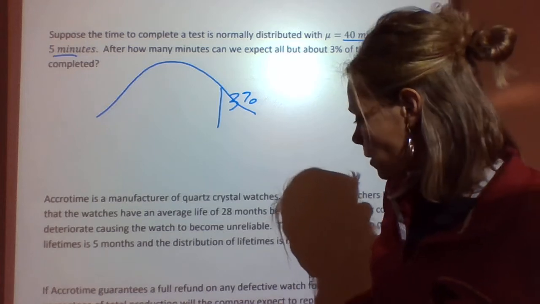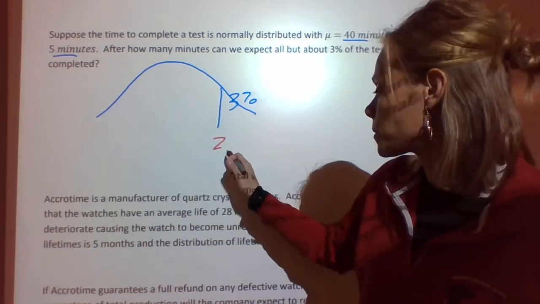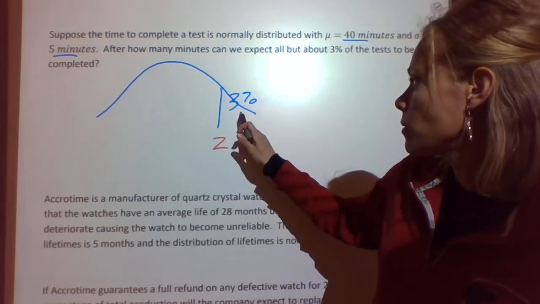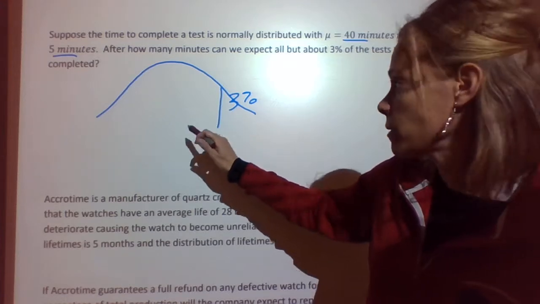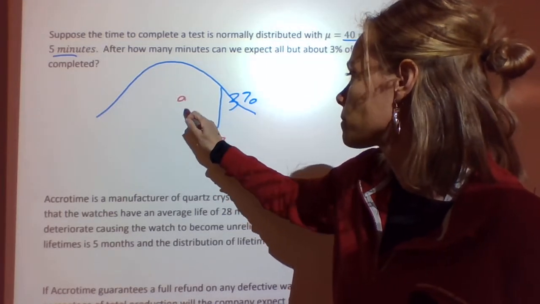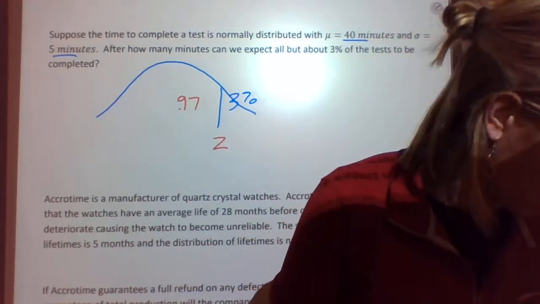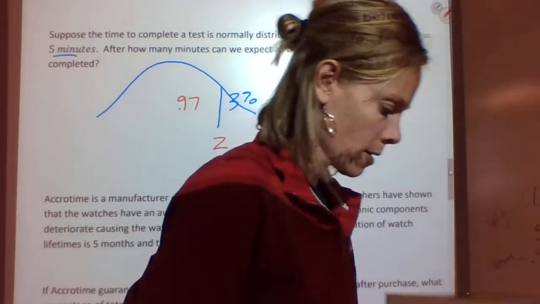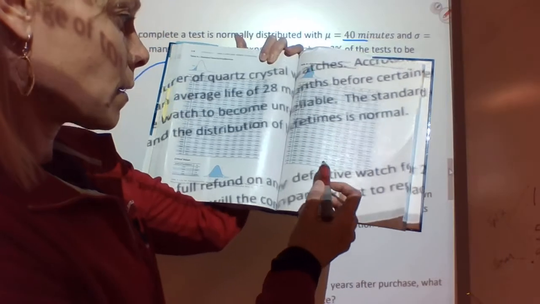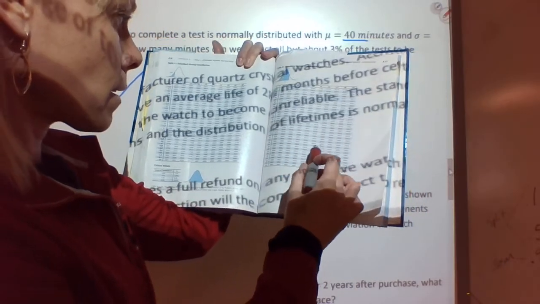Okay, so what I need is a z-score. So what's the complement to 3%? 97. So I want to look up 0.97 in my probabilities. So that's way over here, 0.97.